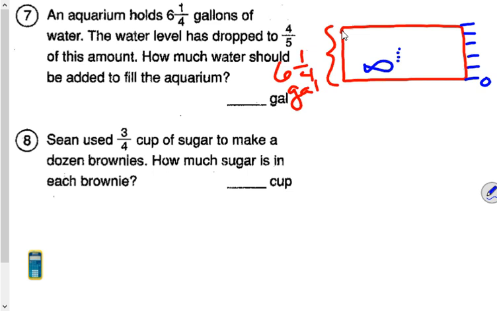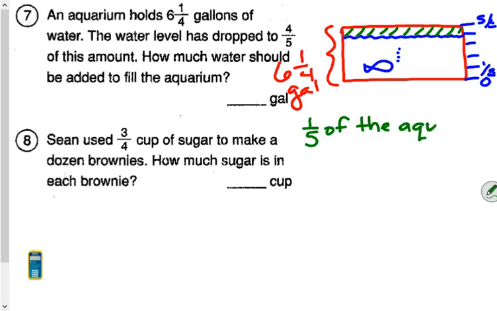when I look at that, if it's at 0, then it's empty. If it's 1/5 of the way full, it would be here, all the way up to 5/5, or all the way full. So if it has dropped to 4/5 of this amount, that means it's right about here. And so this is the part that I need to fill up. Well, that part is 1/5 of the aquarium, because 4/5 of it is full. That means 1/5 is not full. So I need to fill 1/5 of the aquarium.